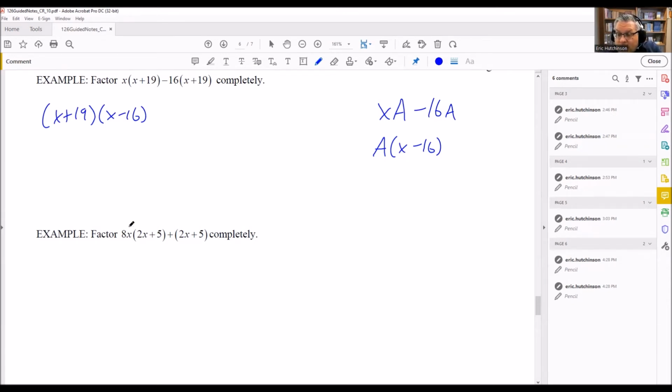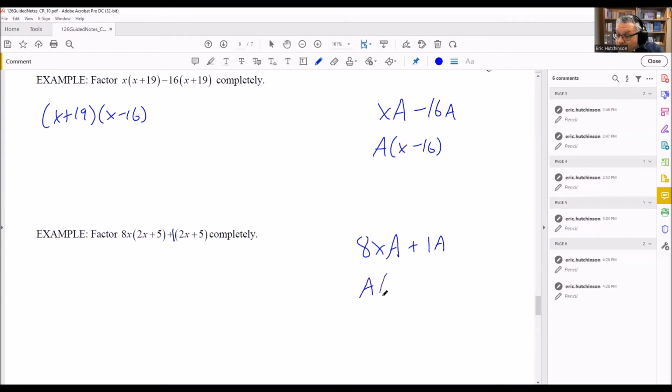Now, for the problem that's next here, I have 8x times 2x plus 5, but then I don't have another number there like I had up here. But there really is a number in front of that. There's actually a 1 that comes in front. So I have 8x times the 2x plus 5, and then I have a 1 times 2x plus 5. So it becomes a similar problem to what we had before. If we did the same thing with the big letter A's, I would have 8x times big letter A, and then I would have plus a 1 times big letter A, just like I have here. So I'm just basically replacing the 2x plus 5 with big letter A.